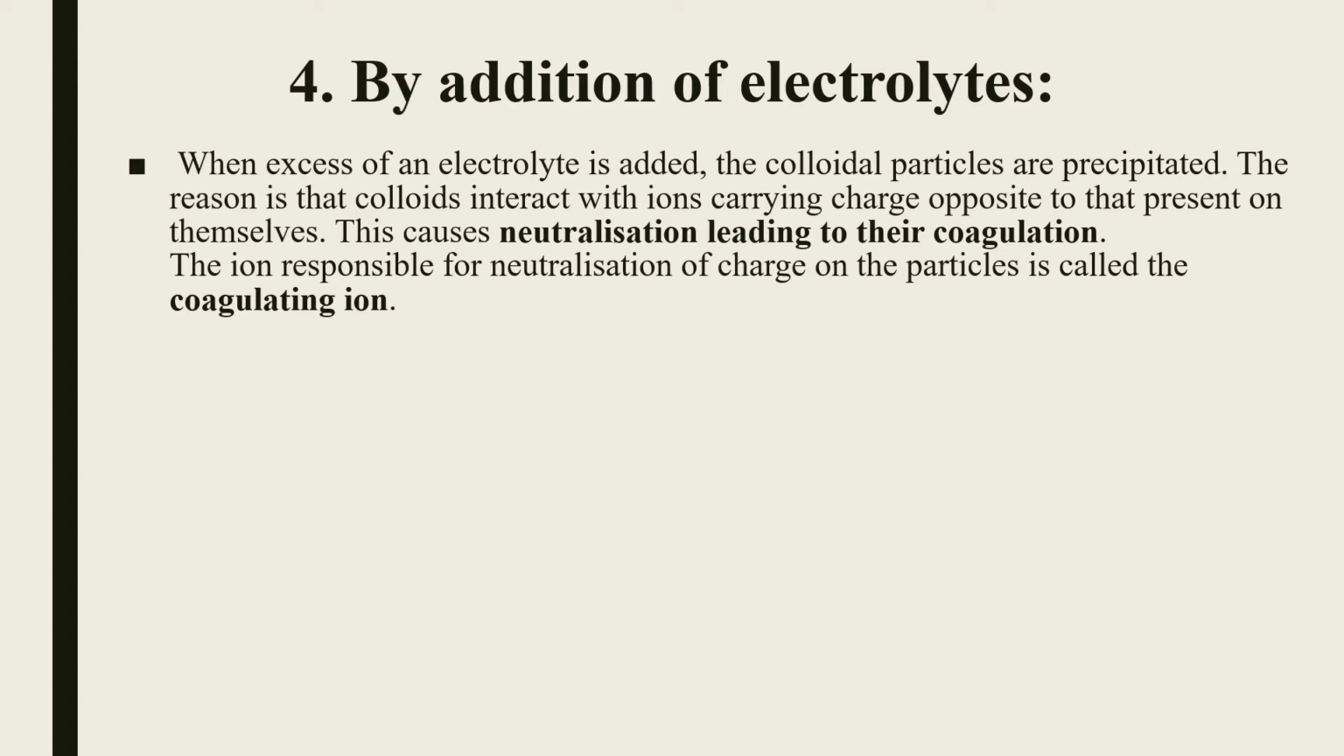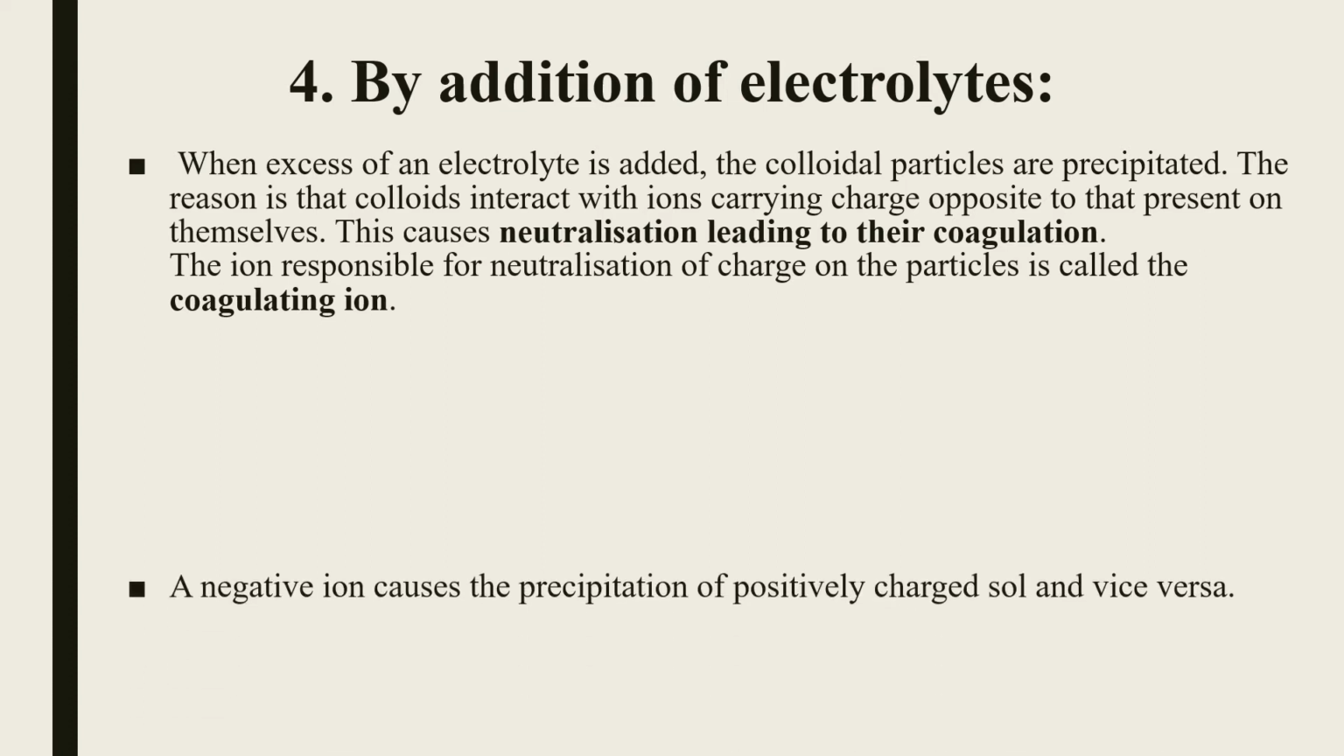अगर हम कोई इलेक्ट्रोलाइट ऐड करें कोलॉइड के सॉल्यूशन में, then what will happen? The opposite charge of the electrolyte will get attached with the colloid, and the charge of the colloid will get neutralized by the opposite charge of the electrolyte. So this causes neutralization leading to their coagulation, and as the colloids become chargeless, they will get settled down and they form a coagulation or a precipitate. The ion responsible for the neutralization of charge on the particles is called the coagulating ion.